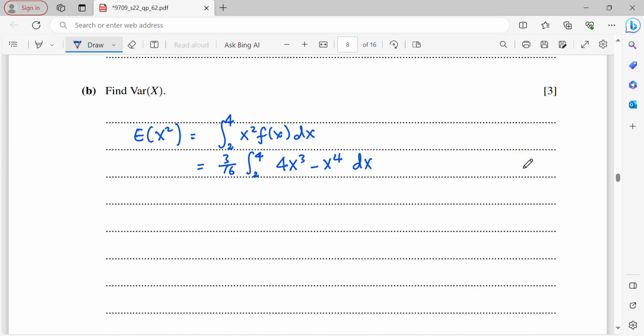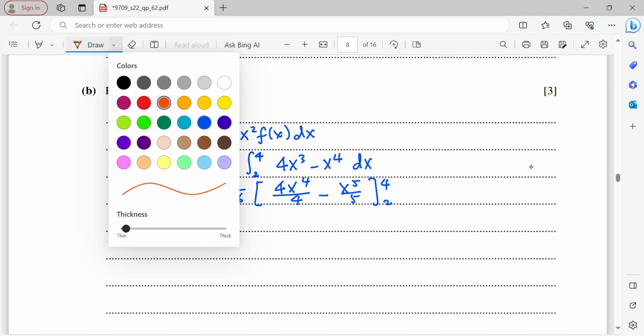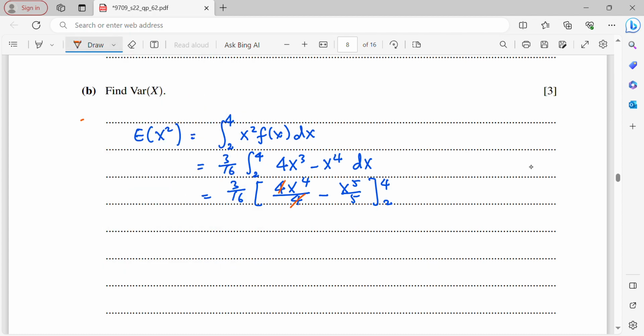Alright, so now we need to integrate. So here 3 over 16, 4x to the degree 4 over 4 minus x to the degree 5 over 5, limits 2 to 4. Now, the first term, 4 over 4, can be cancelled off. So here I will rewrite. Basically, I will get 3 over 16 times x to the degree 4 minus x to the degree 5 over 5, limits from 2 to 4.